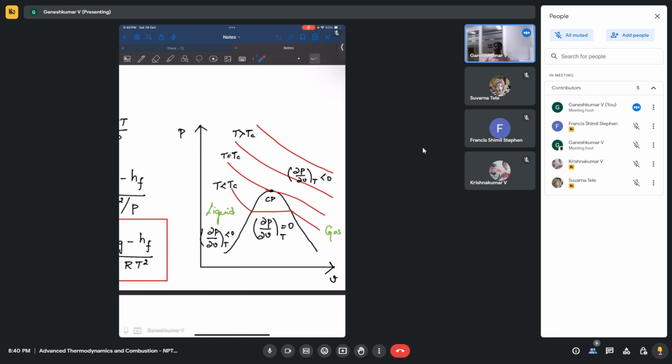For water, how much is the critical temperature? I think it is 373 degrees Celsius, at 22 megapascal. So 22 megapascal and 373 is the critical point. After that, what happens is very, how do I say, I feel that even I don't know what it really means.